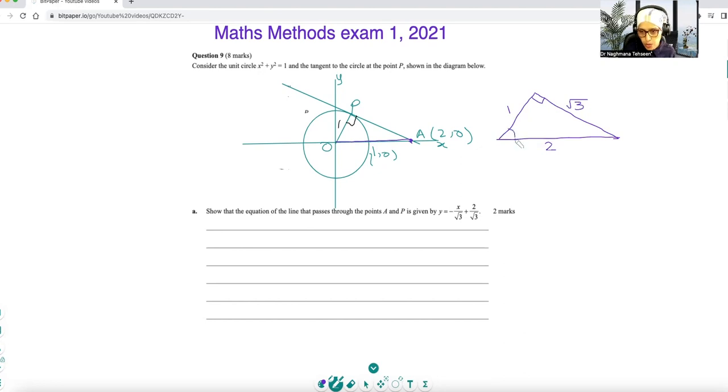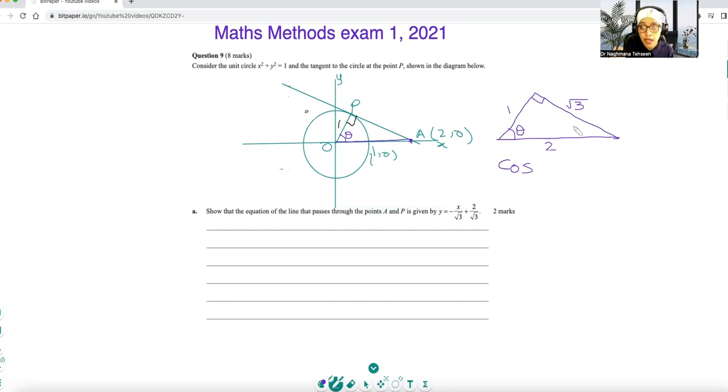And this one here is our angle theta, with the origin. The question is asking: show that the equation of the line that passes through the points A and P is given by that. So we are looking for the equation of the line through A and P. Let's say this angle is theta, and we can use that triangle to work out theta. We also clearly identified that this is a 30-60 triangle.